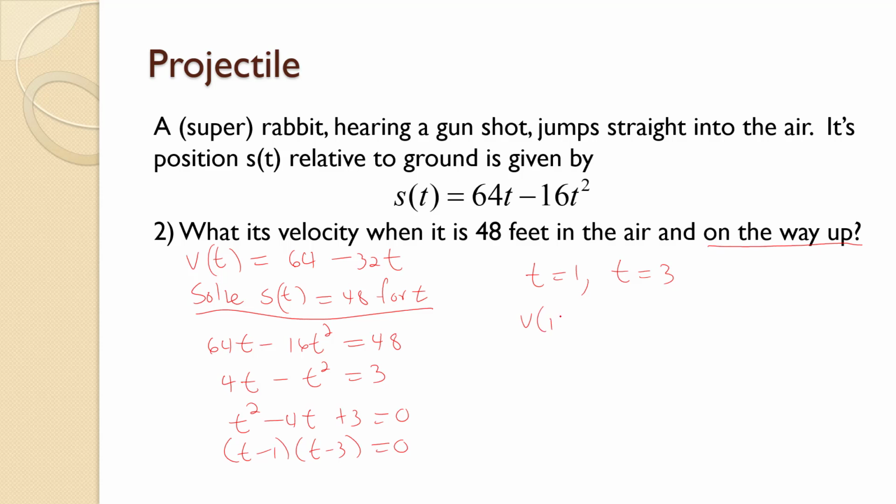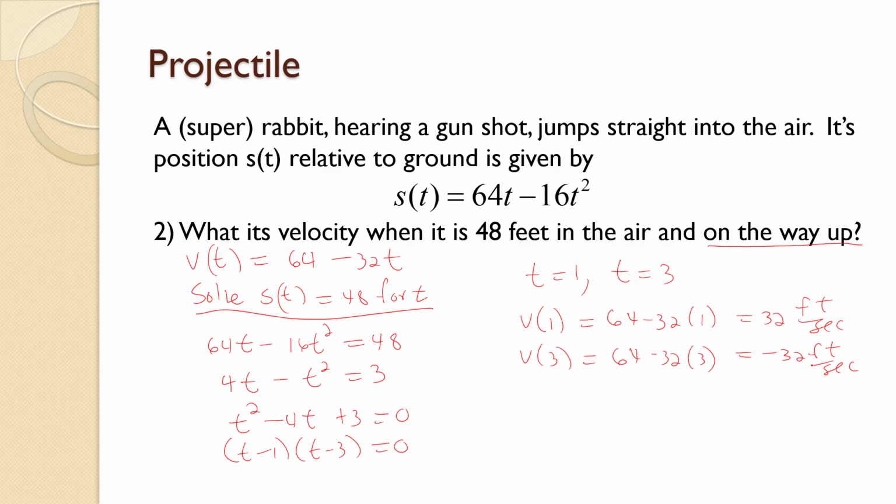So the velocity at time 1 would then be 64 minus 32 times 1. That would be 32, and in units, that would be feet per second. The velocity at time 3 seconds would then be 64 minus 32 times 3. And that's a negative 32 feet per second.